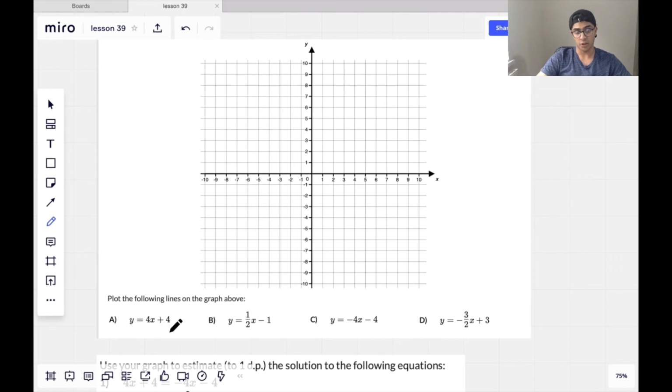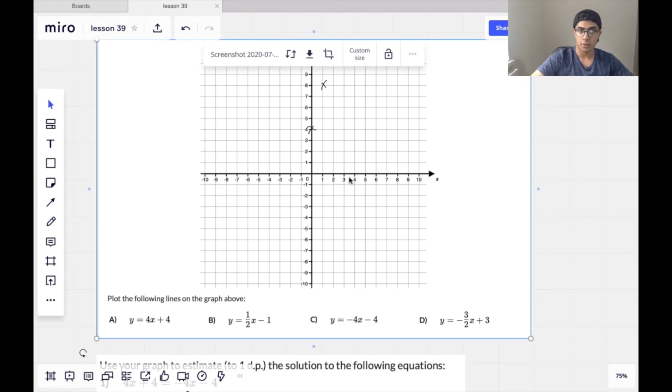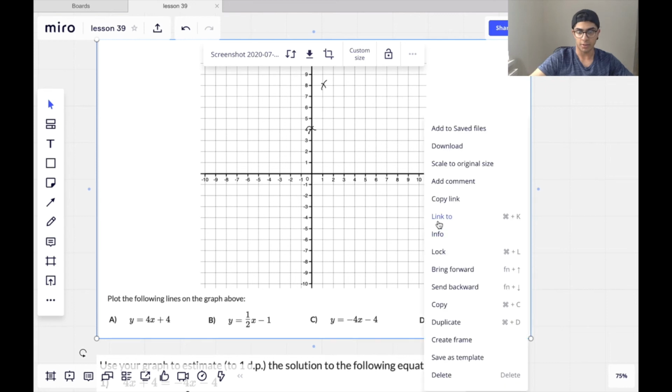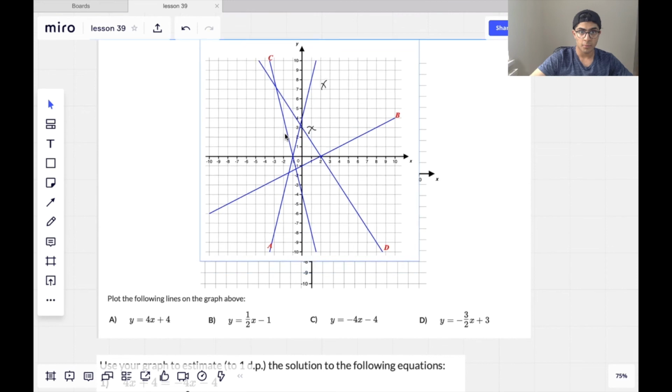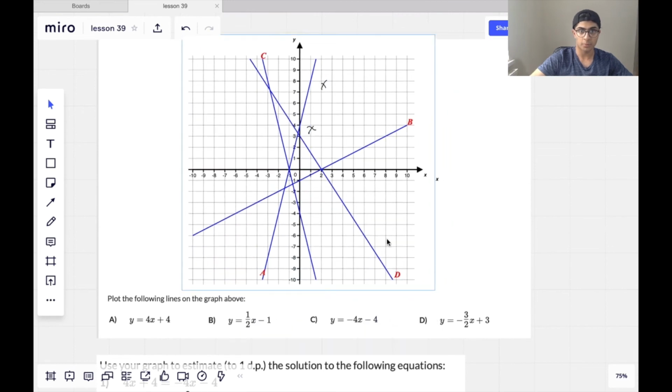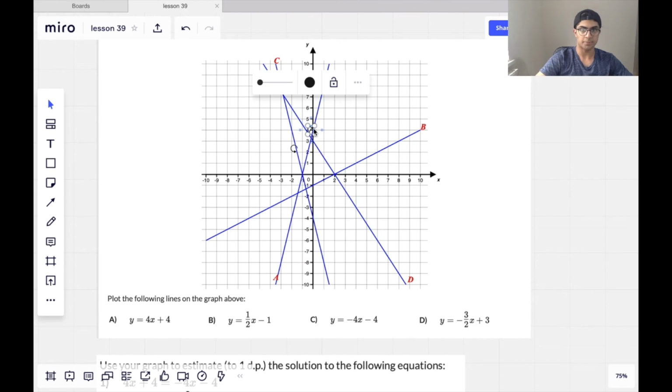So the y-intercept for A is 4, and then say if x equals 1, it's 4 plus 4, which is 8, and then just getting a ruler and drawing a straight line through that. If I get out the solution, which is just hidden behind this. Okay, here we are. So this is the lines plotted.